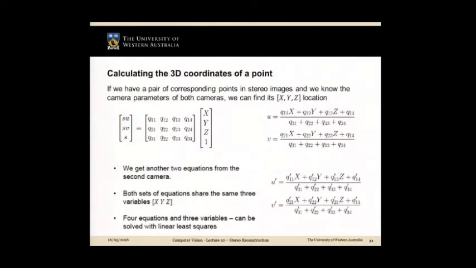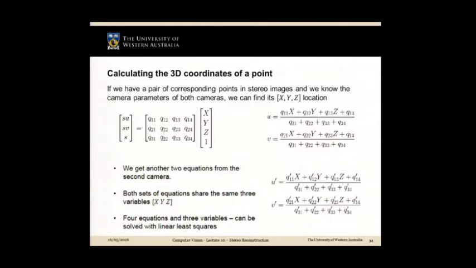If we have a pair of corresponding points in stereo images and we know the camera parameters of both cameras, we can find its x, y, and z location. I believe most of you are already familiar with this particular expression. We have been discussing this expression for the last weeks. So you have this matrix that takes care of the projection of your real world 3D x, y, z points on your image plane, which is sU and sV.